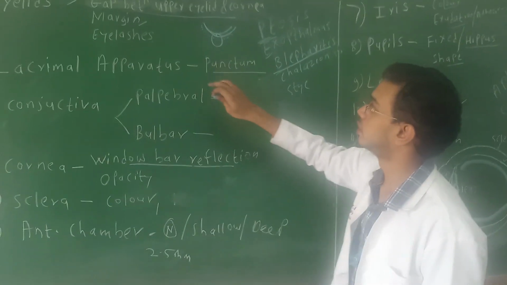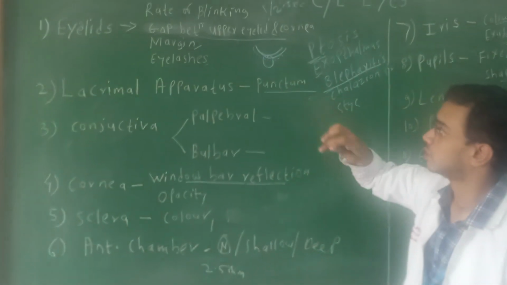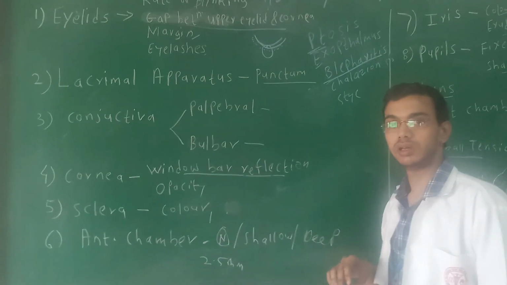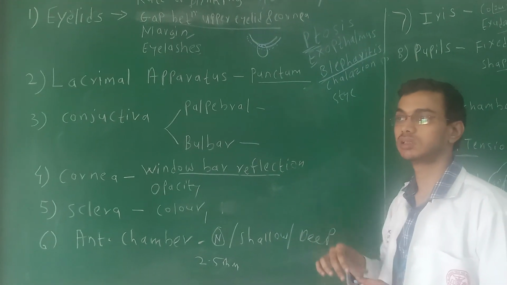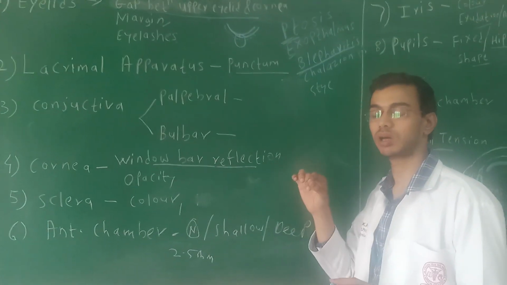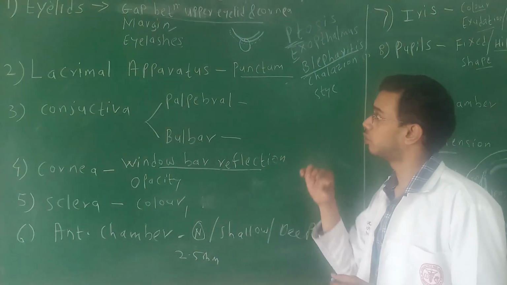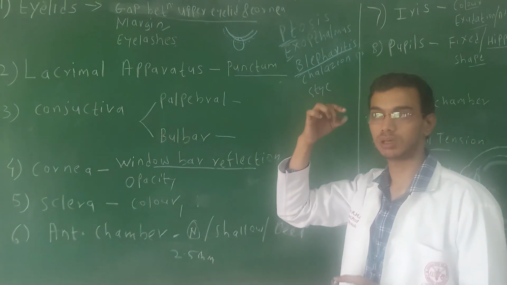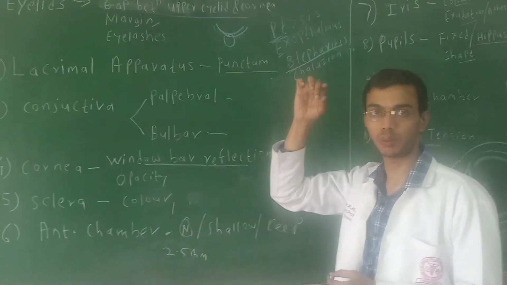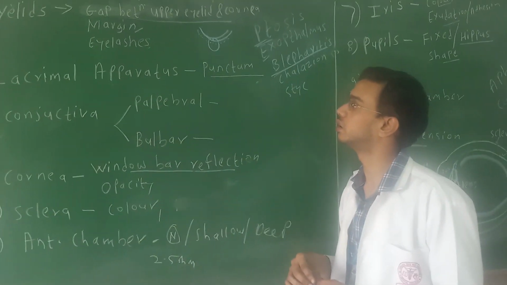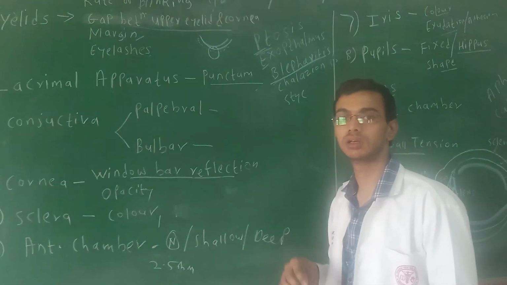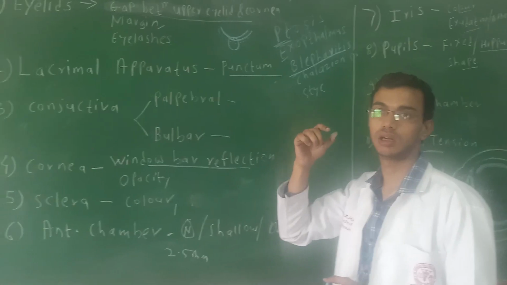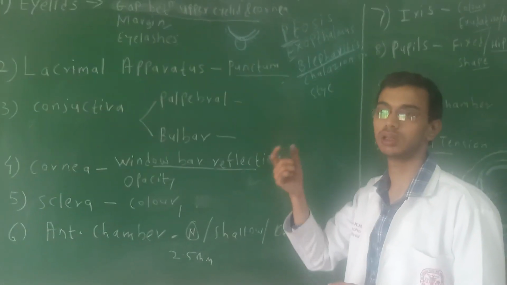Then eyelashes. Eyelashes are nothing but the hairs present at the lid margin of the upper eyelid and the lower eyelid. For the upper eyelid, there are 2 rows of eyelashes, directed outward and upward. While the lower eyelid margin has 1 row of eyelashes, with direction downward and outward.